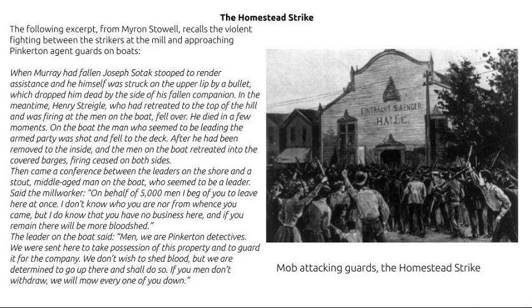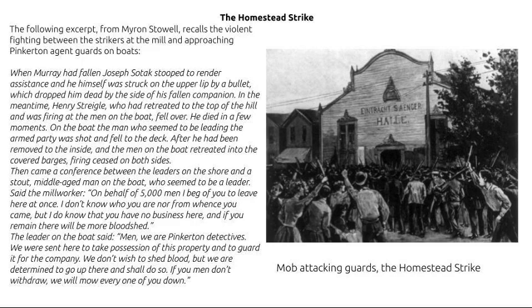When Murray had fallen, Joseph Stoic stooped to render assistance, and he himself was struck on the upper lip by a bullet, which dropped him dead by the side of his fallen companion. In the meantime, Henry Striegel, who had retreated to the top of the hill and was firing at the men on the boat, fell over. He died in a few moments. On the boat, the man who seemed to be leading the armed party was shot and fell to the deck. After he had been removed to the inside, the men on the boat retreated into covered barges. Firing ceased on both sides.